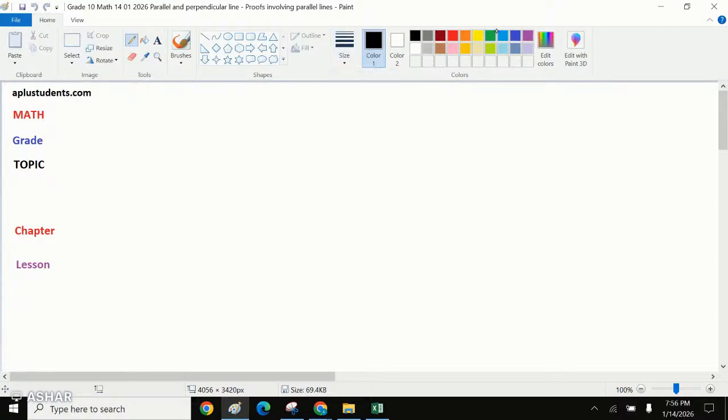The first thing you need to do is go to aplusstudents.com, the website. Then select math as your subject. This is a grade 10 lesson. Grade 10s. And the topic for today is parallel and perpendicular lines. This is the name of the topic.